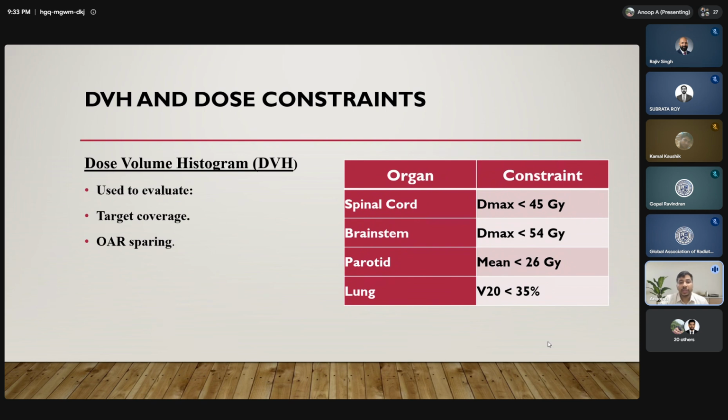In this picture, we can see the constraints of particular organs. Spinal cord Dmax below 45 gray, brainstem Dmax below 54 gray, parotid mean dose below 26 gray.